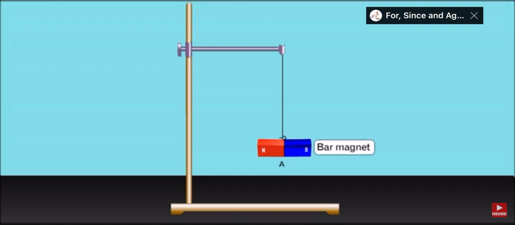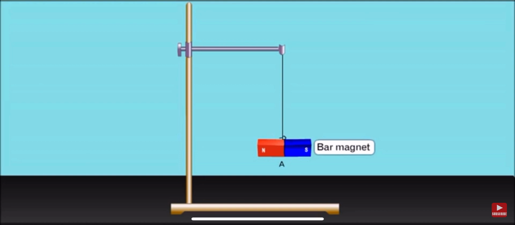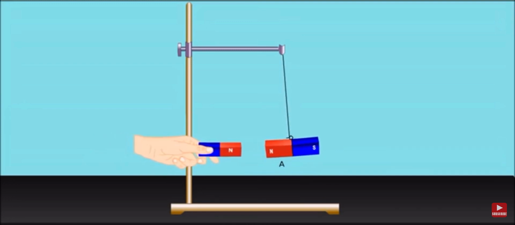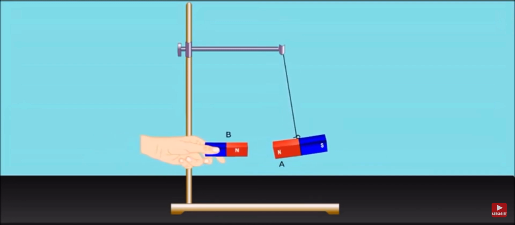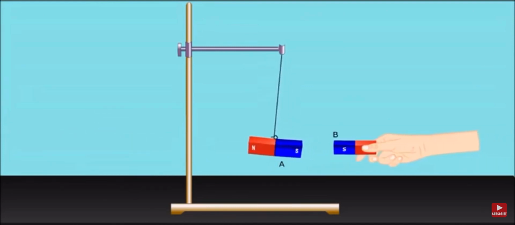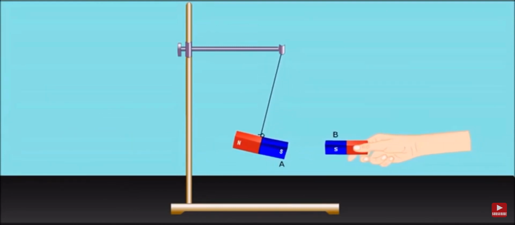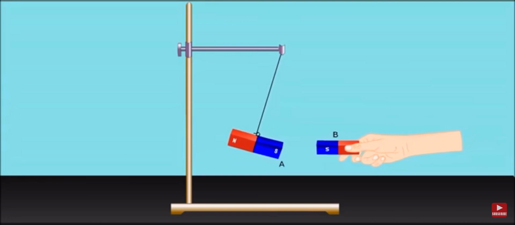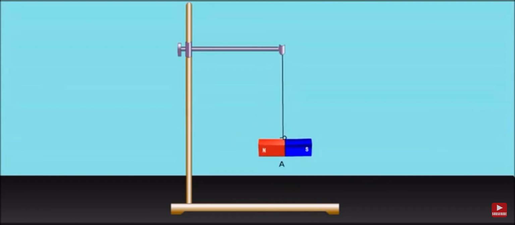Take a bar magnet A and suspend it freely from a wooden stand. Bring the north pole of another bar magnet B near the north pole of the magnet A. The north pole of the magnet A will repel in the opposite direction. Now bring the south pole of another bar magnet B near the south pole of the magnet A. The south pole of the magnet A will repel in the opposite direction. Thus, it is clear that like poles repel each other.